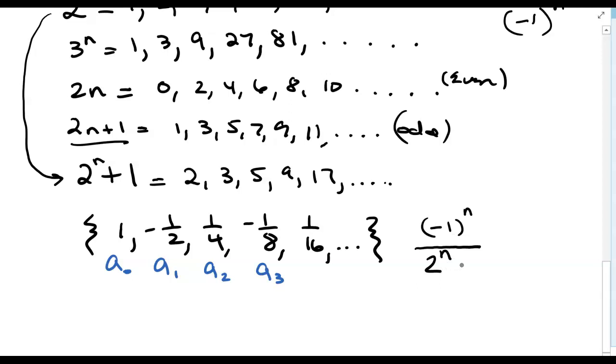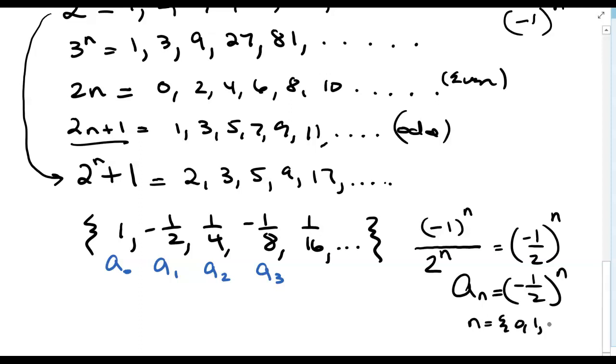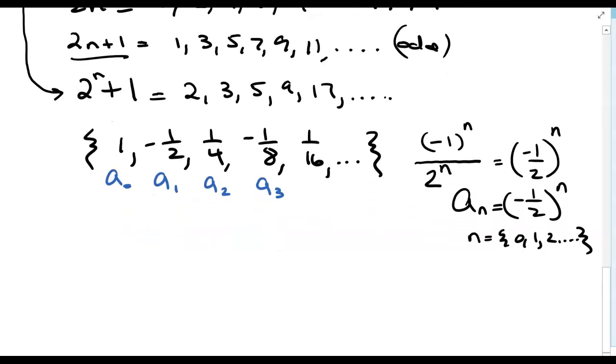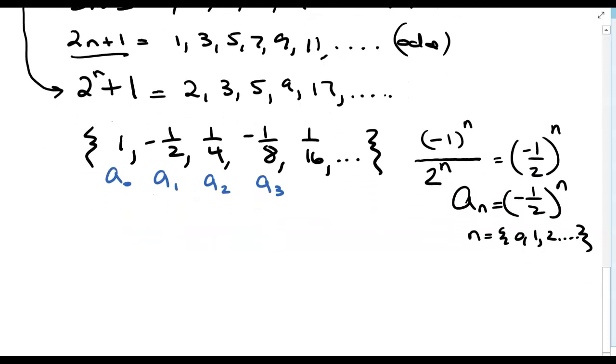Notice also, start to simplify your formulas, because both the -1 and the 2 are being raised to the n power. So that can simply come down to -1/2 to the n. So a sub n equals (-1/2) to the n, where n equals 0, 1, 2, and so on. So you can have very simple alternating patterns as well.